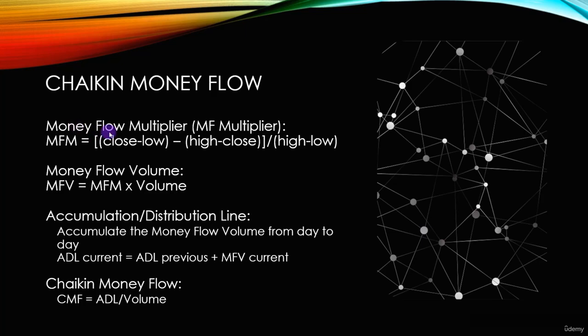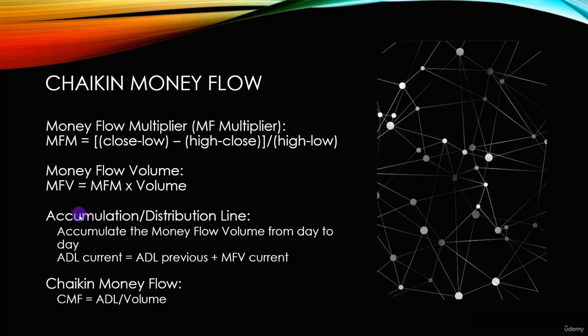First, we compute the MF multiplier, so the money flow multiplier, which is given by this formula, the close minus low minus high minus close, etc. So then the money flow volume is equal to the MFM that we just computed times the volume. So we're including the volume in the formula here.